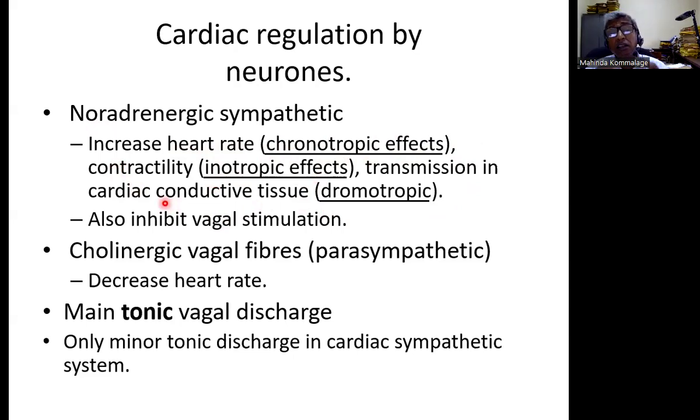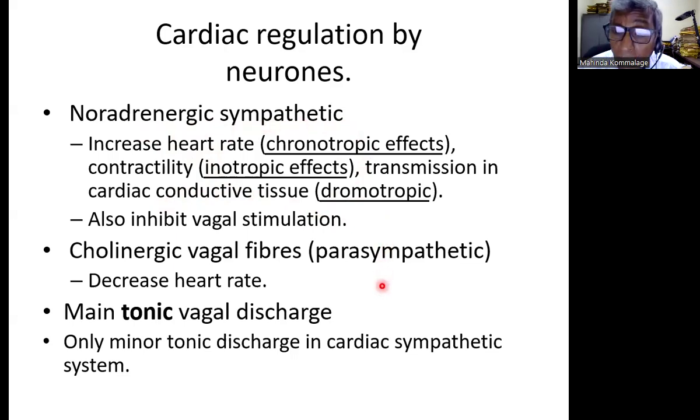And then the conductive system. I mentioned that the AV node is the most delayed place in the conductive system in the heart. Sympathetic, or this noradrenergic supply, will reduce that delay. AV delay can be reduced and the impulse sent quickly. That we call dromotropic effect. So these three effects we can expect with the sympathetic noradrenergic supply.